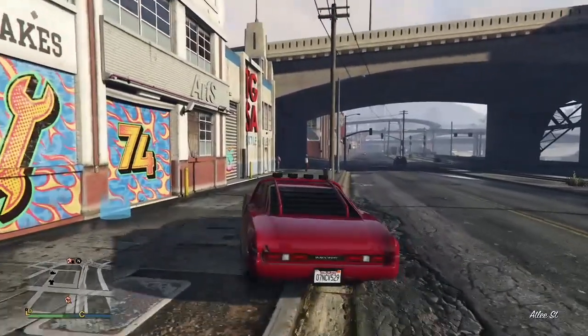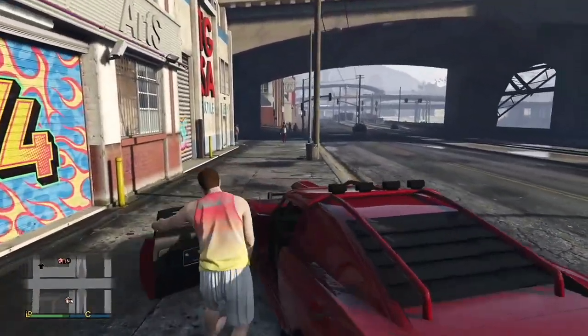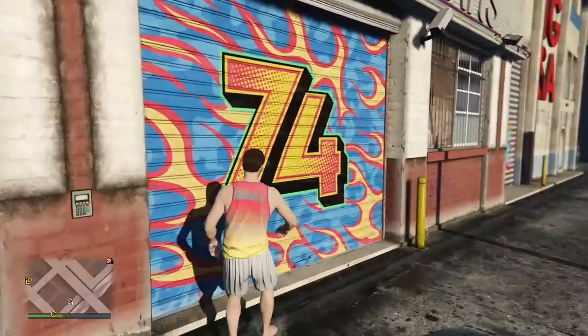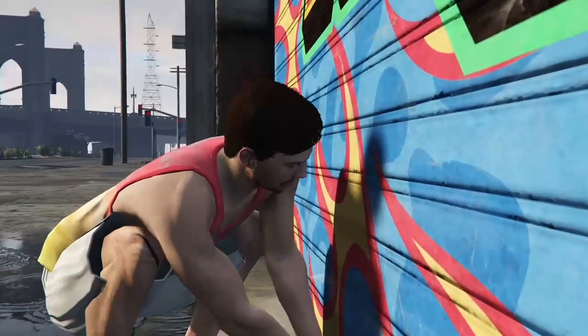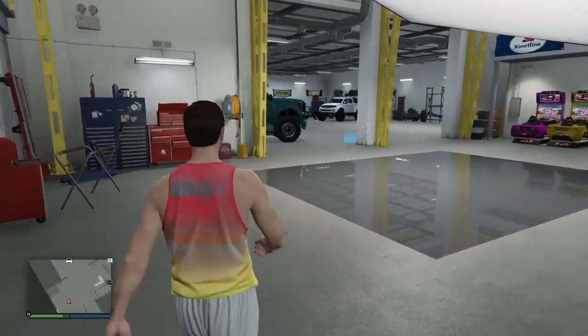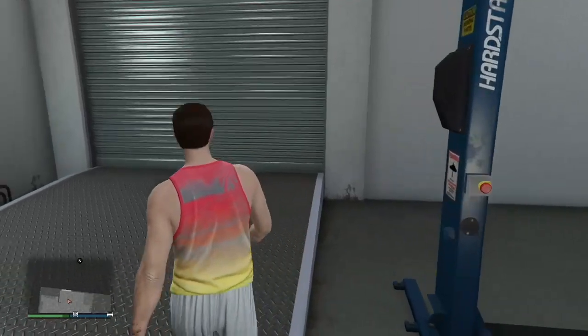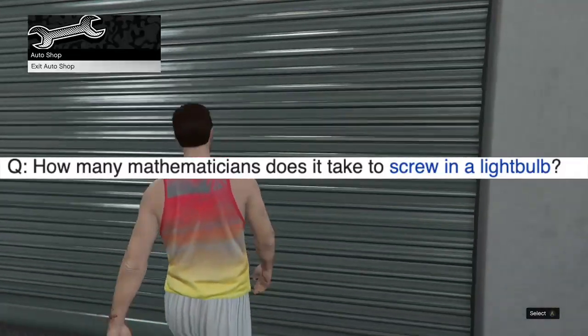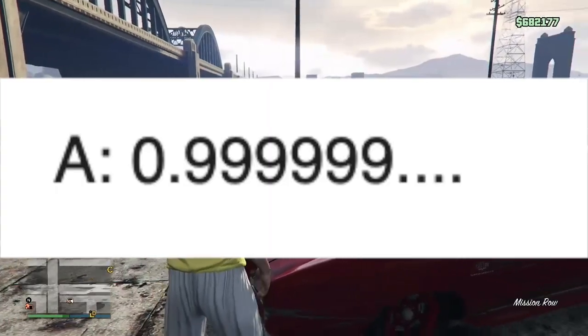Cauchy sequences are sequences of numbers in which the terms get closer and closer together as you progress throughout the sequence. And 0.9 repeating is also featured in mathematical jokes, such as, how many mathematicians does it take to screw in a light bulb? 1.